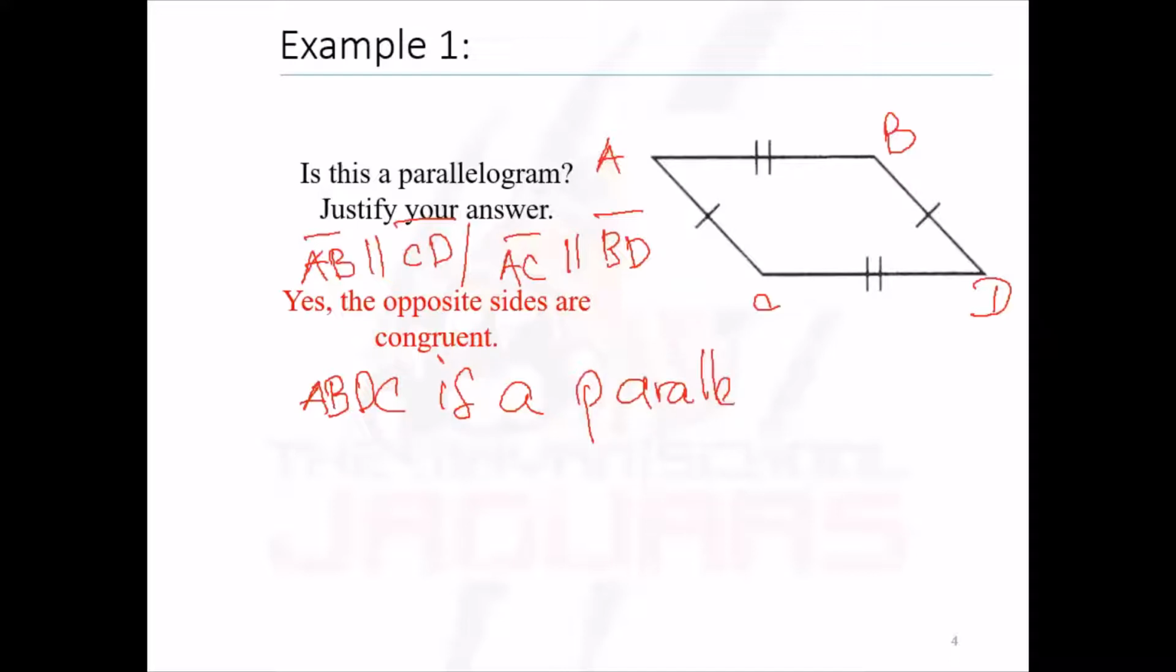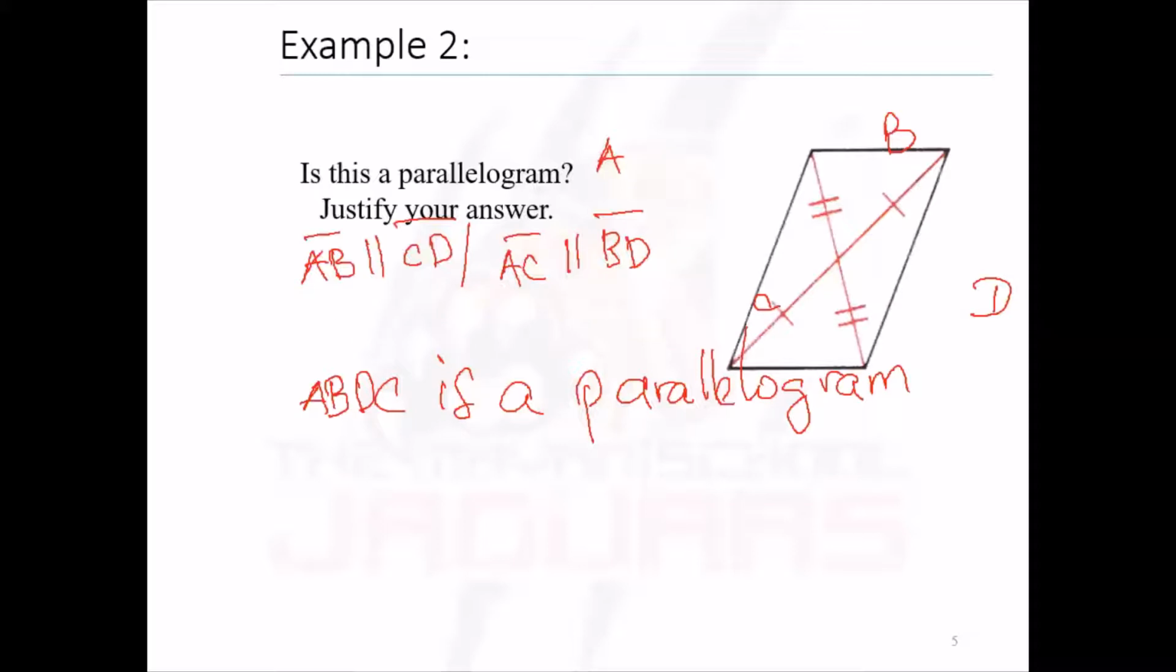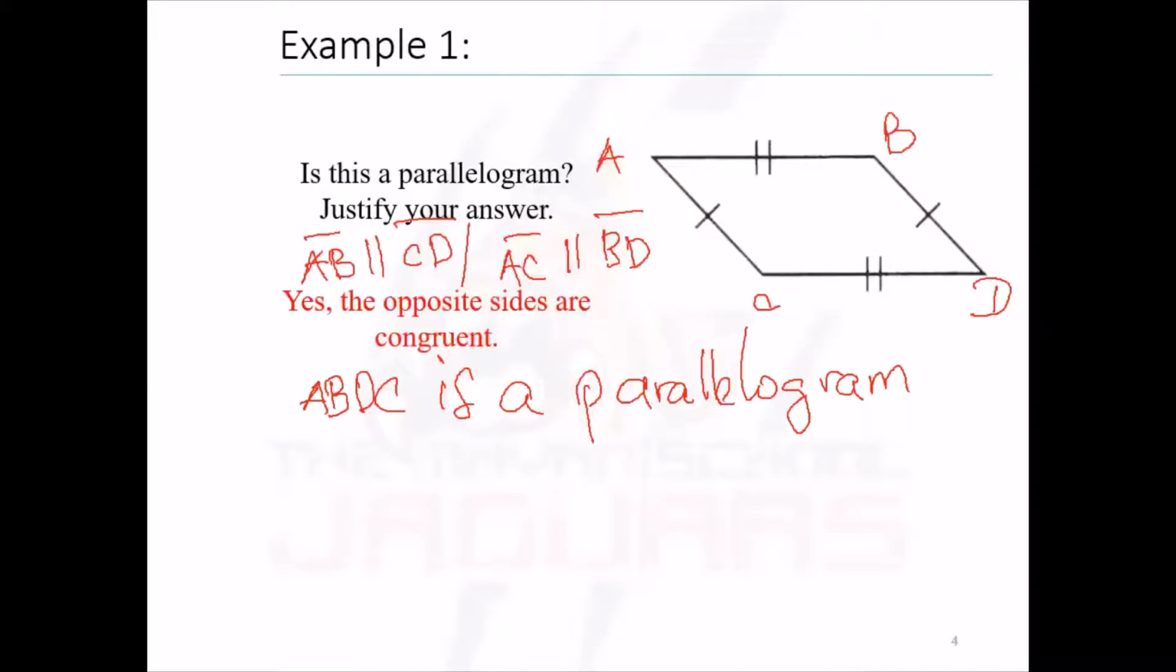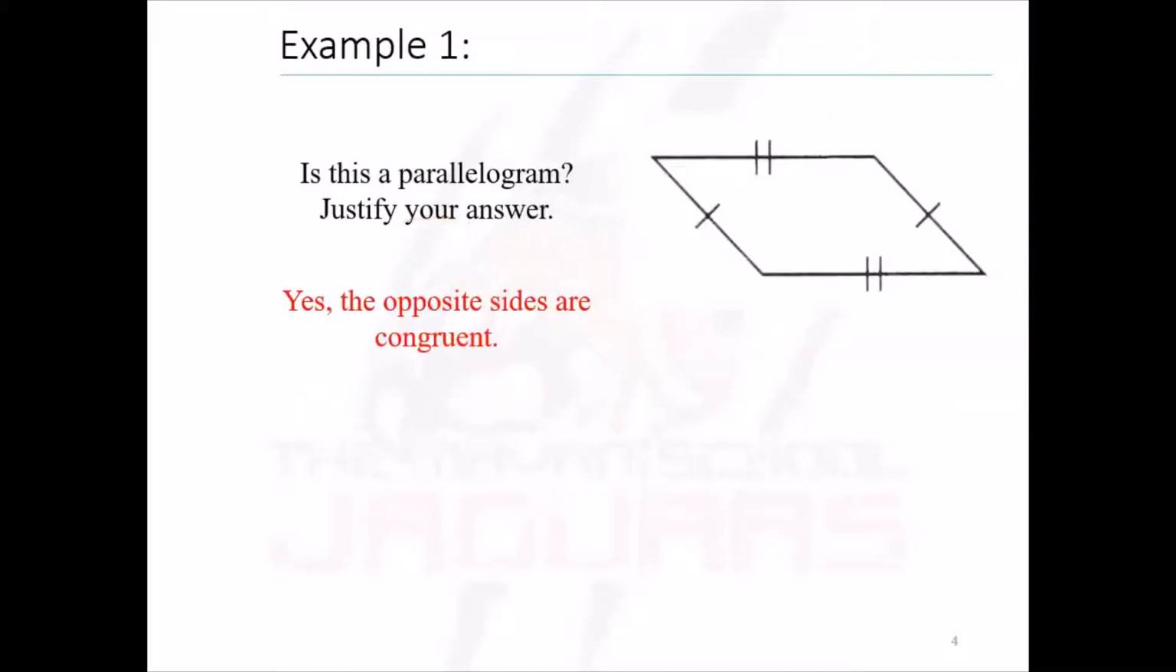And what I used in here was that I proved actually that I have two pairs of opposite sides that are congruent. Therefore, ABCD is a parallelogram. Let's see the second example. But before, let me erase this information that I have over here. And now we are ready for the second one.